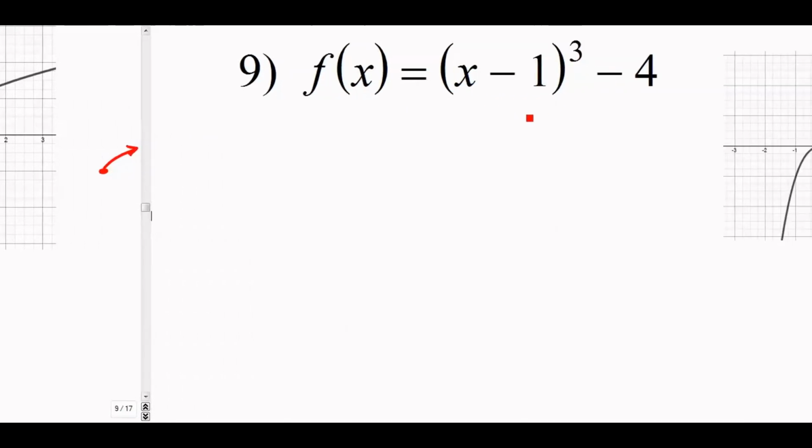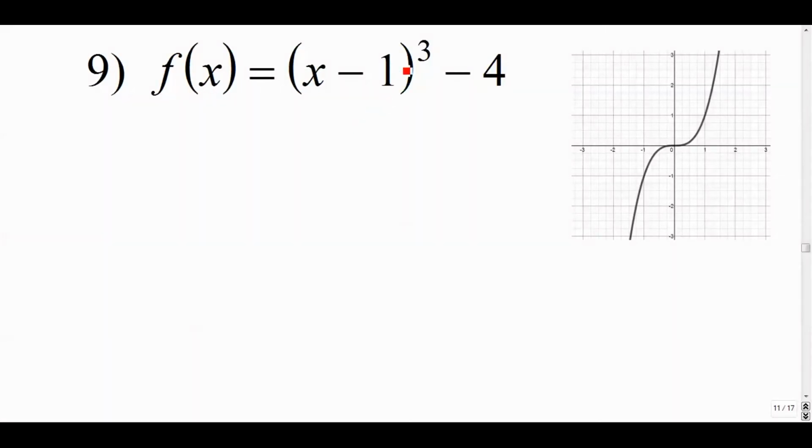We ended up skipping number 8 because I just didn't like the function. So we'll jump right to number 9. It's a cubic, and I've got the same deal, right? Anytime the inside stuff sort of changes, that means we're going left and right. In this case, it's a minus here, so we're going to go right 1 and down 4 units.